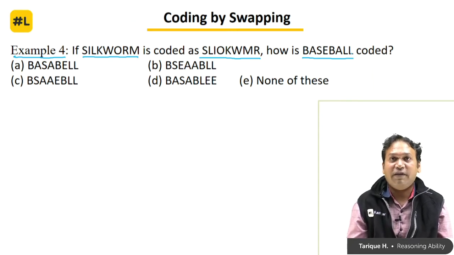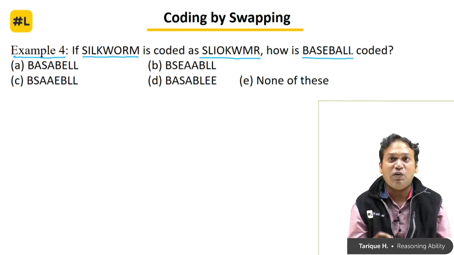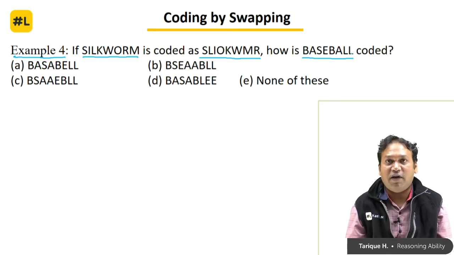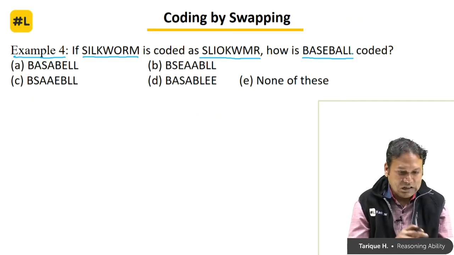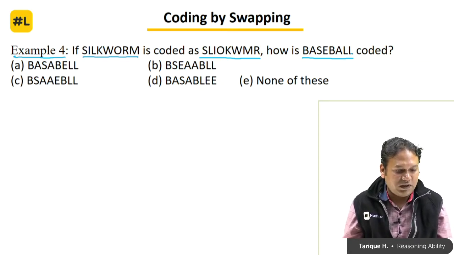So there are 35 questions, some of them 5 to 6 questions can be basic ones. Now in those questions, it does not mean that we will start solving them slowly. We have to gain time from those questions to then spend that extra time in the advanced questions which are more complex. So let us see what is the answer for this question. If silkworm is coded as SLIOKWMR, then how is baseball?